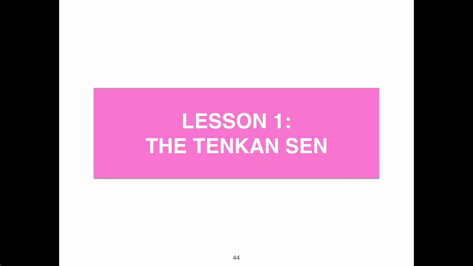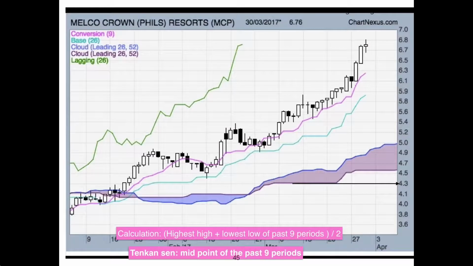Alright, so let's talk about each component one by one. Lesson 1, Tenkan-sen. The Tenkan-sen is the midpoint of the past 9 periods. From current period, we count 9 candlesticks back. Then we add the highest high and the lowest low, and then divide that sum by 2.